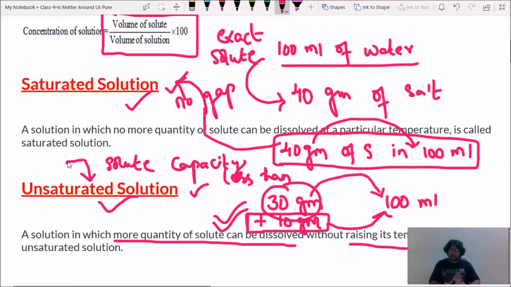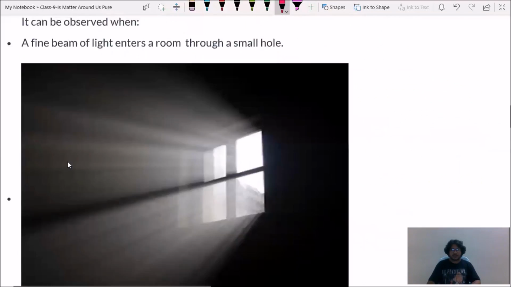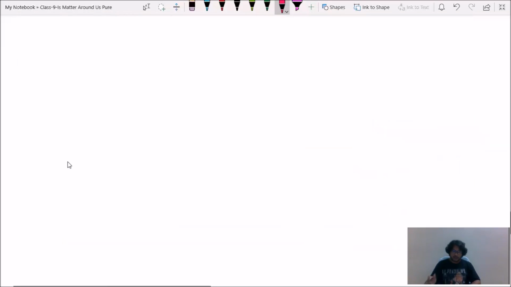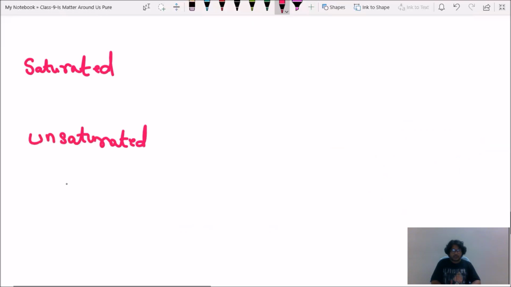Now, apart from saturated and unsaturated, we have supersaturated solution. Let us discuss supersaturated solution now. I told you there are three types: first one, saturated solution; second one, unsaturated solution; third one is supersaturated solution. Now, what is the difference between these three?